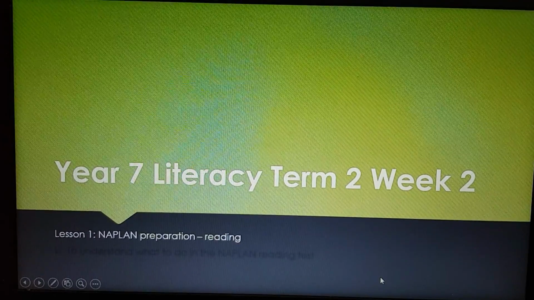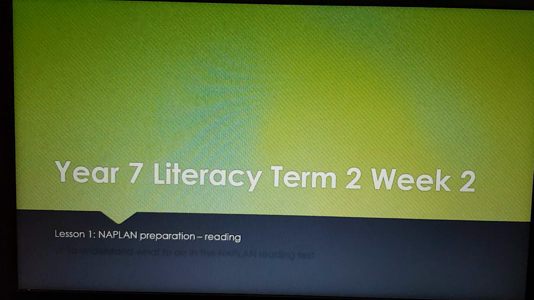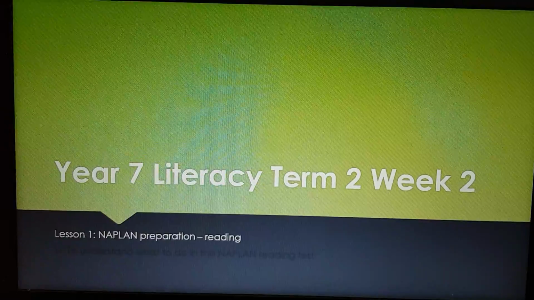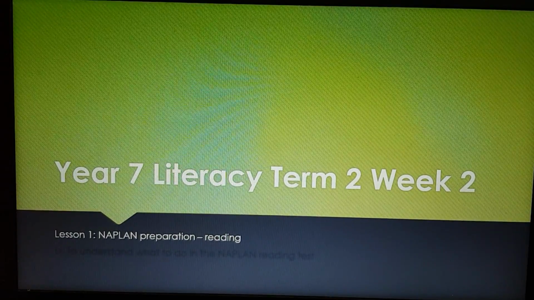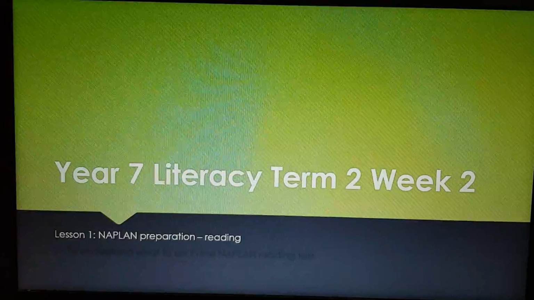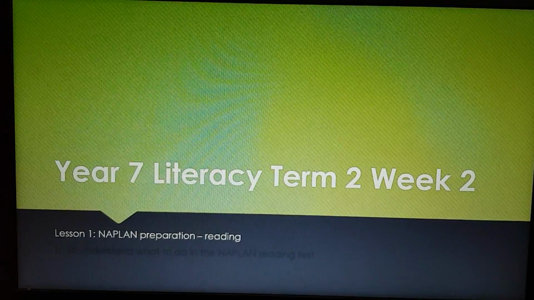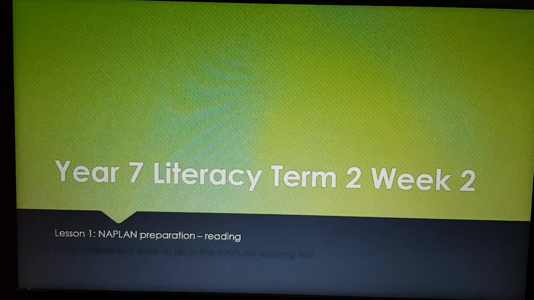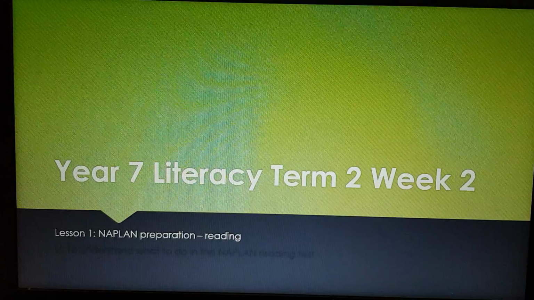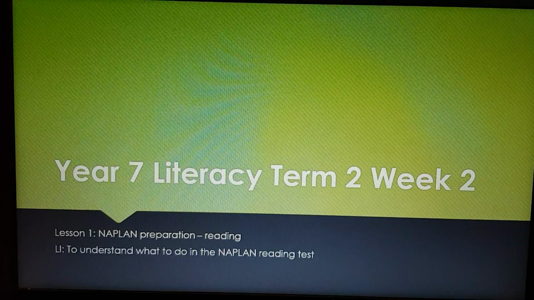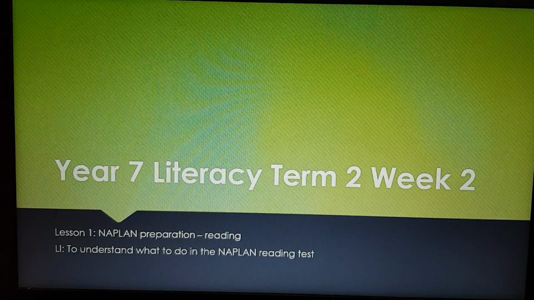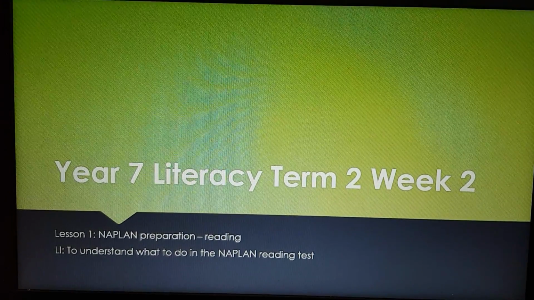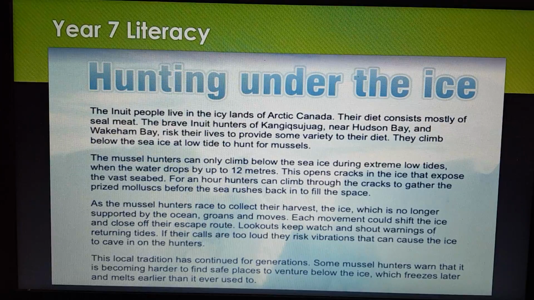Okay, so our first topic is looking at NAPLAN preparation, and we're going to be looking at reading. Yes, I know NAPLAN's been cancelled this year. However, knowing how to read a text correctly for testing is still a very good idea to know how to do. So we are still going to be doing this course. The learning intention is to understand what to do in the NAPLAN reading test, or for that matter, any reading test. So here is our text.